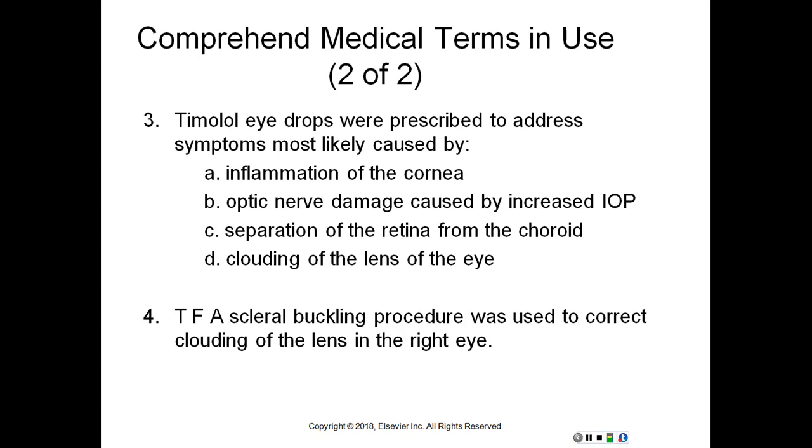And number 4, true or false, a scleral buckling procedure was used to correct clouding of the lens of the right eye. He had that procedure done, but it was not for the clouding of the lens, so that's going to be false. It was used for the detached retina, not the cataract.